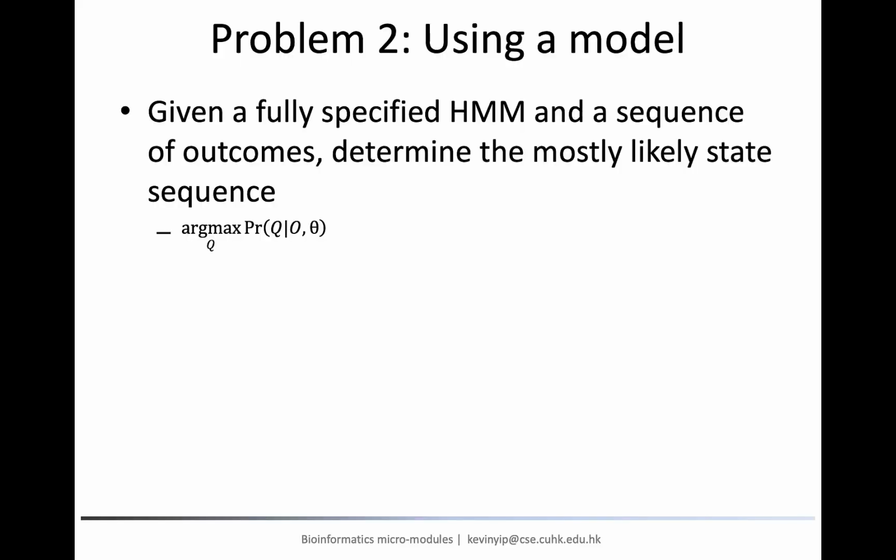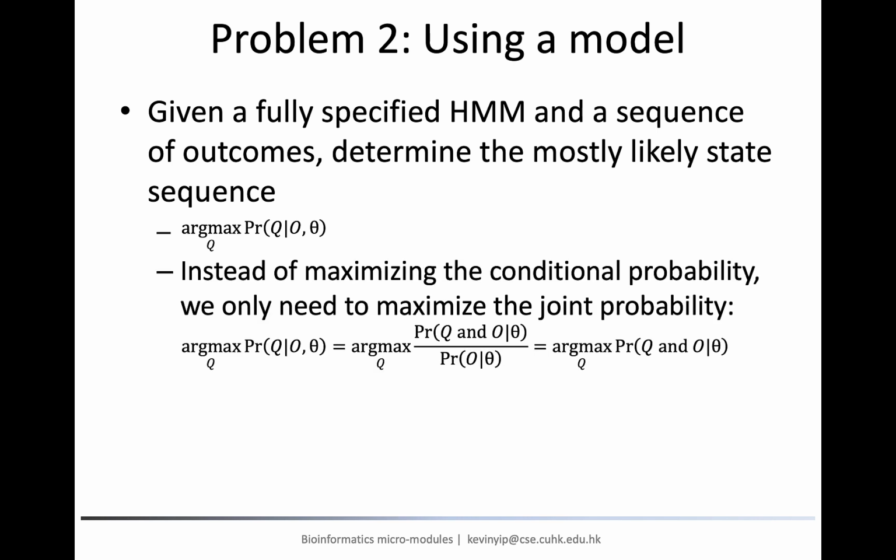The problem that we want to study this time is finding the state sequence with the highest probability given the observation sequence and the parameters of a hidden Markov model. This is usually the main use of the hidden Markov model because we are interested in inferring the hidden states based on the observations. Since we do not have a way to directly compute probability of Q given O and theta, we use the rule of conditional probability to turn it into the joint probability of Q and O given theta divided by the probability of O given theta.